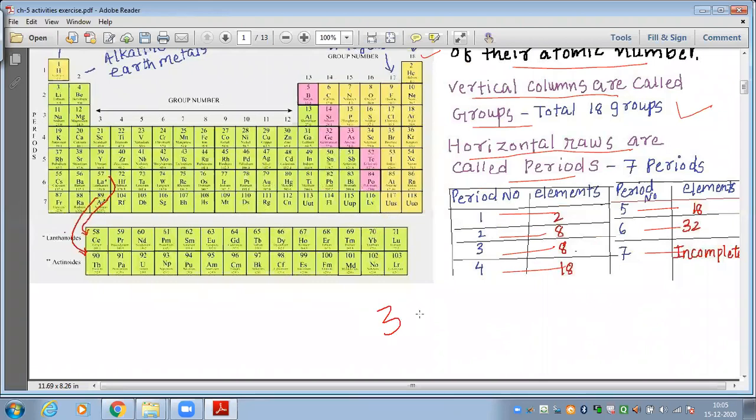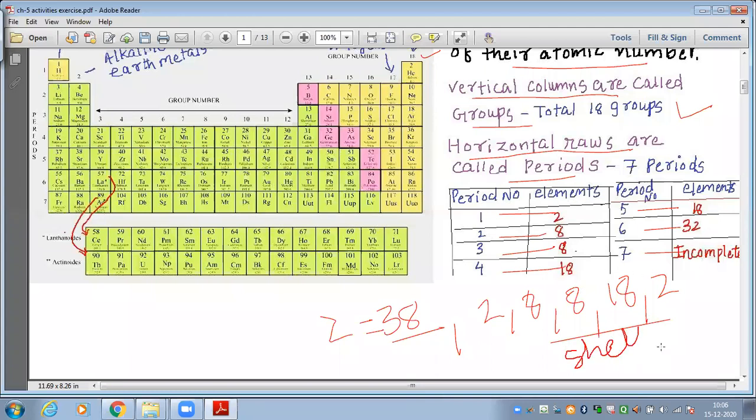Now suppose you are given that the atomic number Z of an element is 38, my dear students. How will you arrange the electrons? As we know, in the first period we have 2 electrons, in the second 8, in the third 8, and in the fourth 18. So in total it is 18 plus 18, that is 36. So in the next one you will put 2. This is how the number of elements present in the period represents the shell, or the number of shells in which you can fill the electrons.